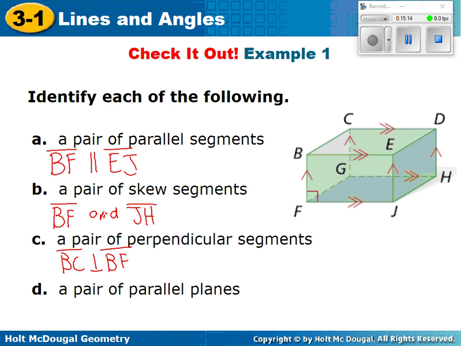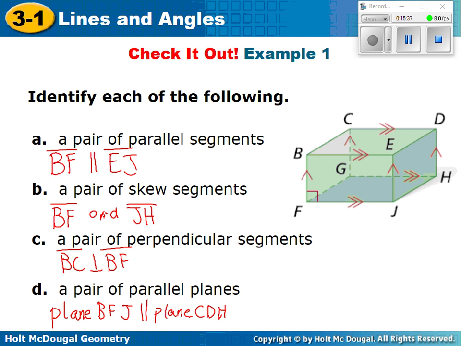And a pair of parallel planes, Hunter. Very good. Plane BFJ is parallel to plane, and you said CDH.